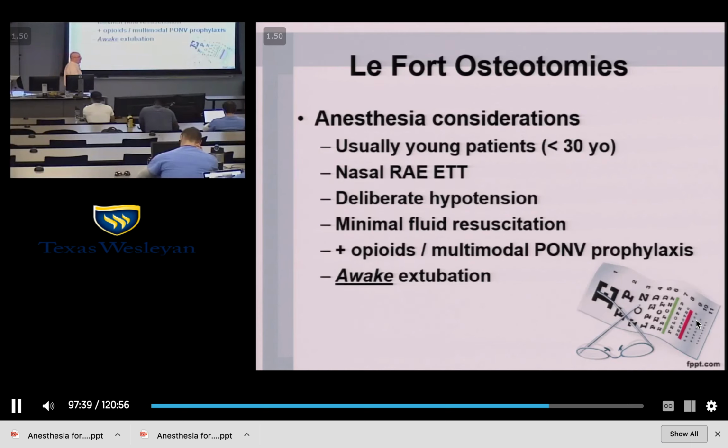And these folks absolutely must be awake. Absolutely must be awake before you extubate them. They absolutely have to maintain their own airway before you extubate them, all right? Because they are at risk for a cricothyrotomy afterwards, significant risk.